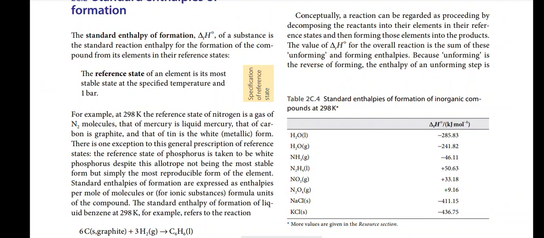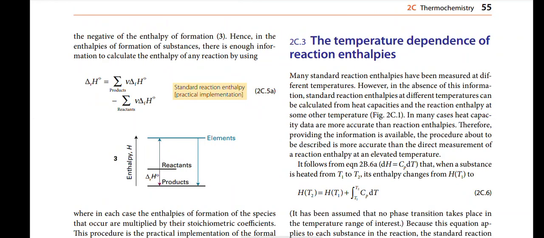Conceptually, a reaction can be regarded as proceeding by decomposing the reactants into their elements in their reference states and then forming those elements into the products. The value of delta HR naught for the overall reaction is the sum of these unforming and forming enthalpies, because unforming is the reverse of forming. The enthalpy of an unforming state is the negative of the enthalpy of formation.